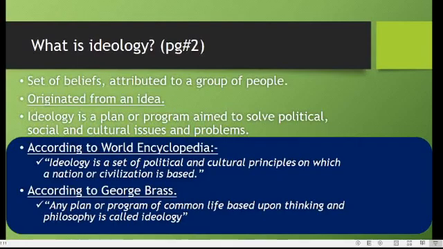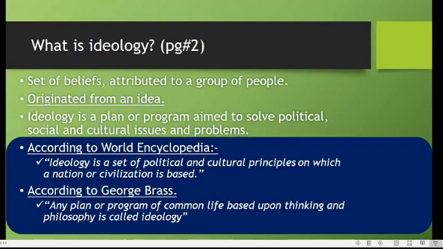The first is by the World Encyclopedia: ideology is a set of political and cultural principles on which a nation or a civilization is based. A set of political and cultural principles. It can be a set of religious principles as well, so don't get confused. Any general belief system which forms a nation or a civilization is your ideology.